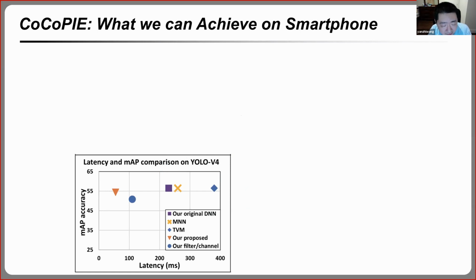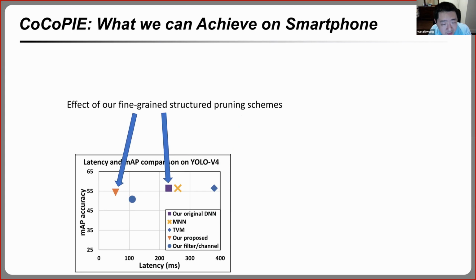So in this comparison, we're going to see our fine-grained structured pruning scheme, which is our proposed one, shown here, versus our original model shown here. Under similar accuracy, we can increase the speed by 4 or 5 times. So this is the advantage of the compression-compilation co-design while maintaining accuracy.